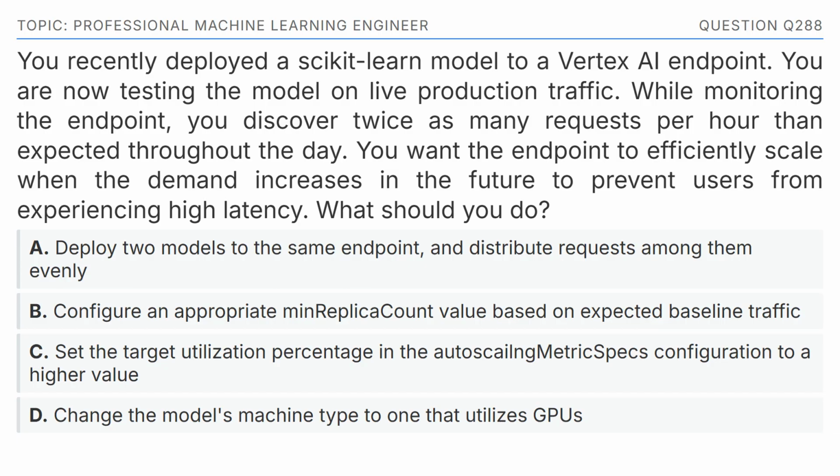The options are: Option A, deploy 2 models to the same endpoint and distribute requests among them evenly. Option B, configure an appropriate min replica count value based on expected baseline traffic. Option C, set the target utilization percentage in the autoscale metric specs configuration to a higher value. Option D, change the model's machine type to one that utilizes GPUs.